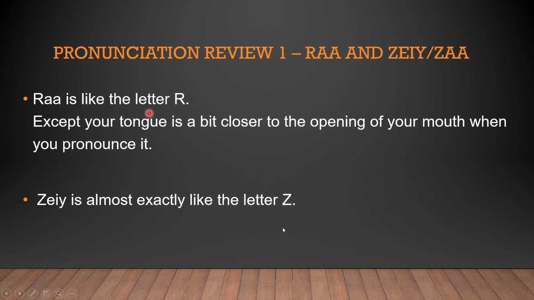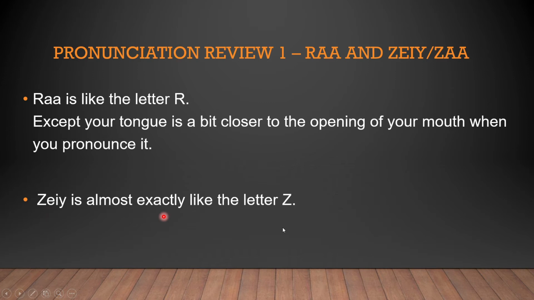Raw is like the letter R, but your tongue is a bit closer to the opening of your mouth when you pronounce raw. So the English speaking audience can use the example of roar. When you touch your tongue to pronounce roar, is exactly the same place you touch your tongue to pronounce raw. Roar, raw. Pronounce roar and then you'll see raw. Touch your tongue to that place and say raw.